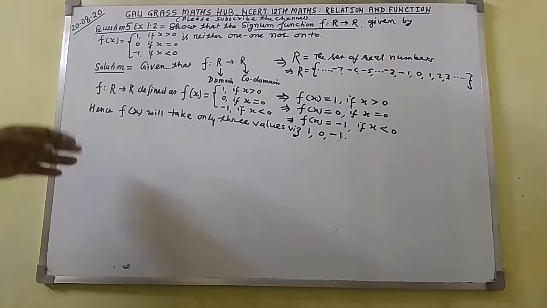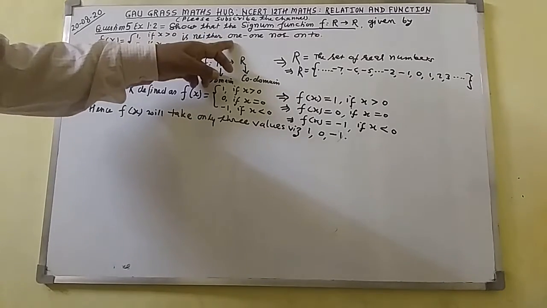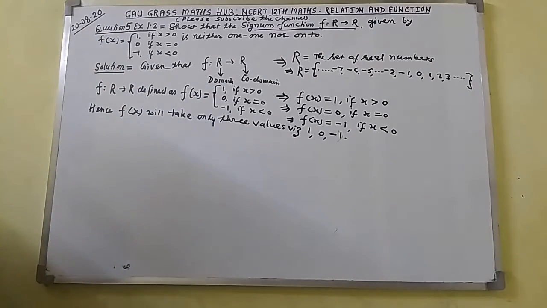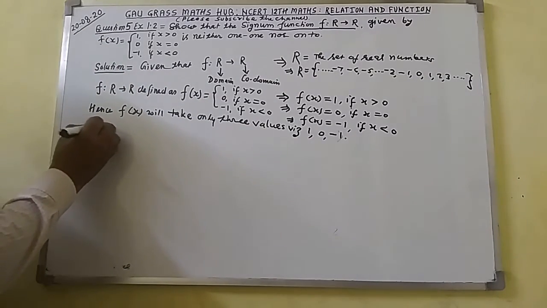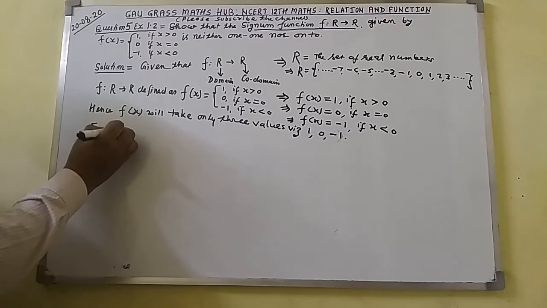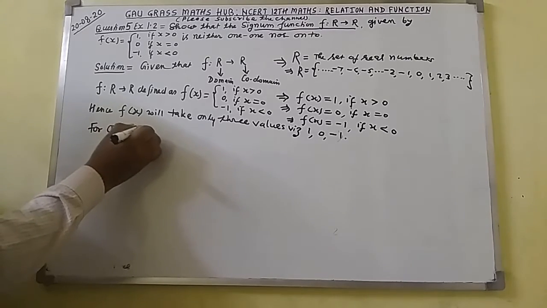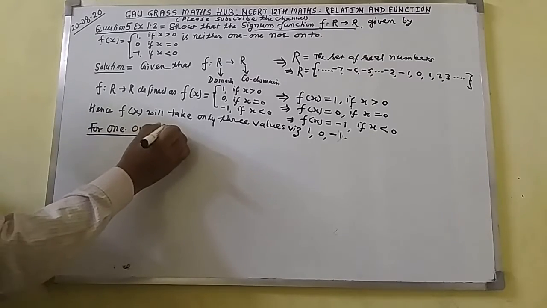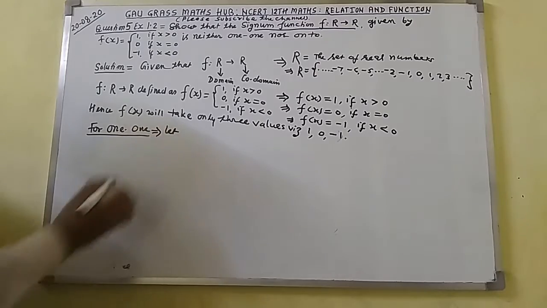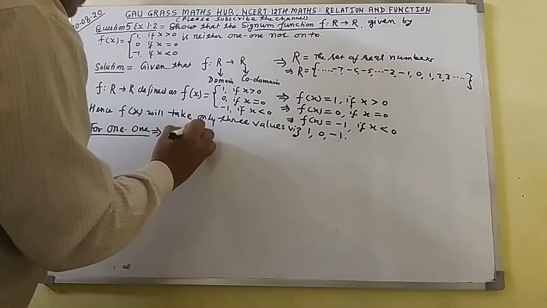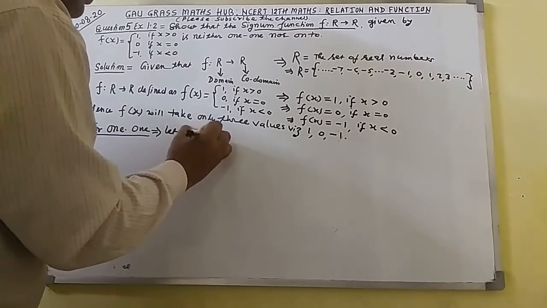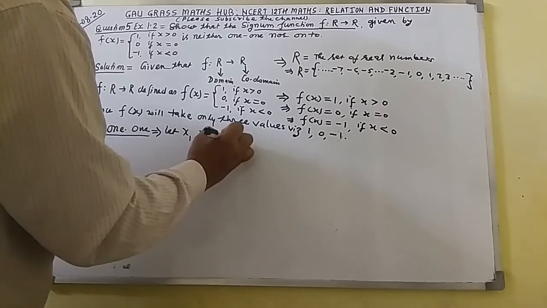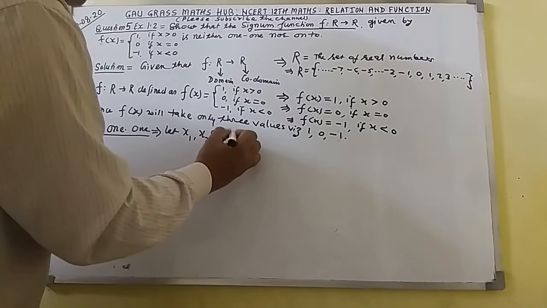So what will we do? Here you have to prove whether this function is 1-1. So for 1-1 I am going to write the concept here. For 1-1, let x1 comma x2 belong to capital R. Here you can see capital R is the domain.